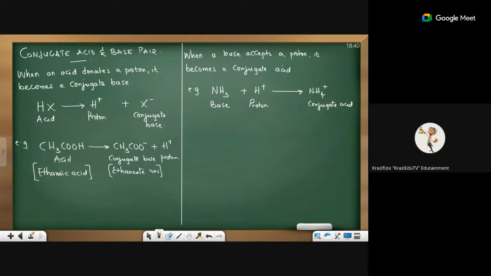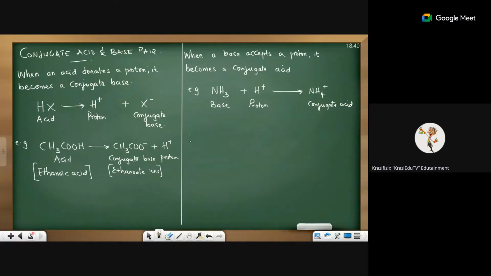So these are concept number 2. Concept number 1 was to define what acid and base is. Concept number 2 is to talk about conjugate acid and base pair. All right, I will do one for us. Okay, let me do it on this page.